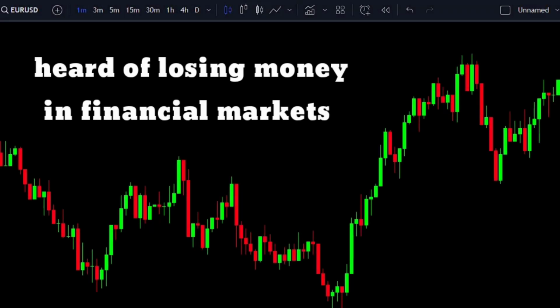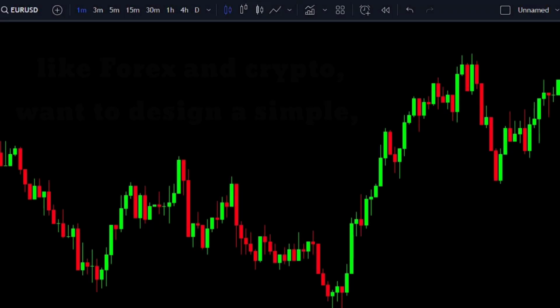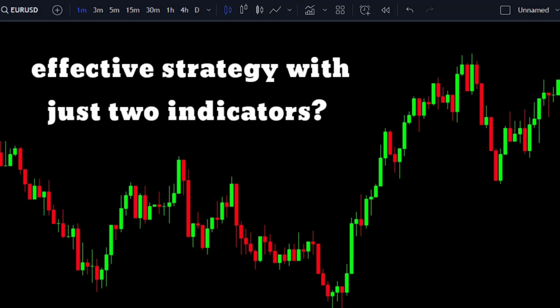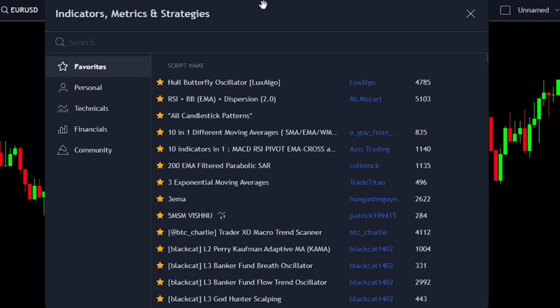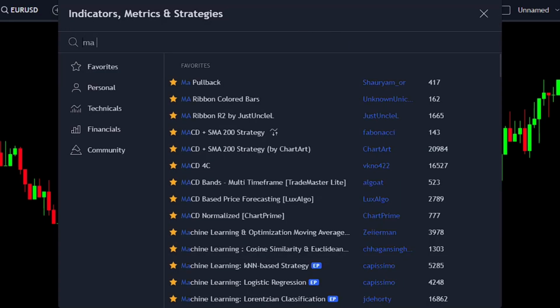Heard of losing money in financial markets like Forex and crypto? Want to design a simple, effective strategy with just 2 indicators? Look no further. Head to TradingView, where we'll teach you a free, easy strategy using the MA pullback indicator. Just add it to your chart.